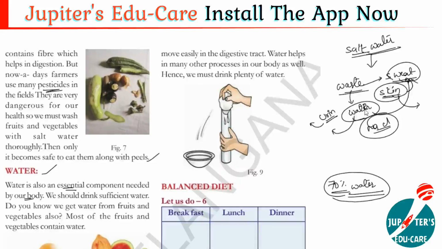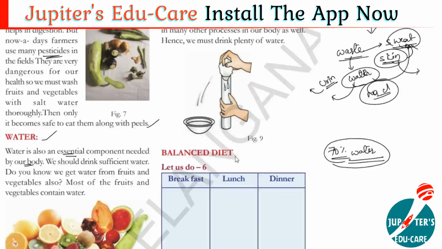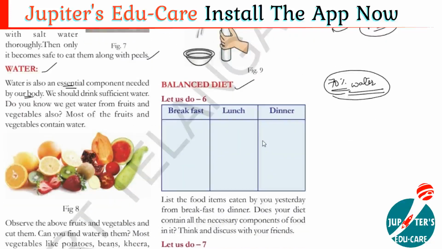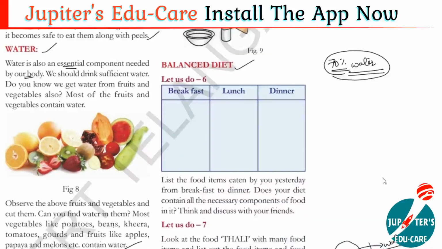Okay, then another one, balanced diet. I think you know this balanced diet. A diet that contains various components in a proper proportion is nothing but a balanced diet. Here we have some tables and activities. Everything about balanced diet we'll discuss in the next class.